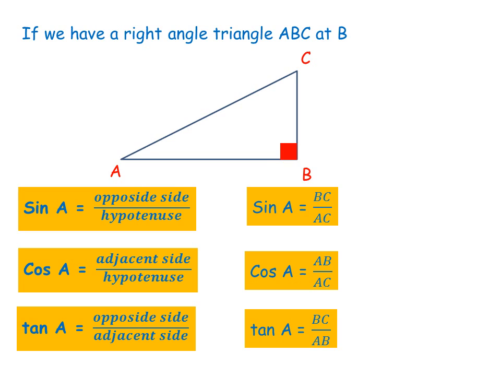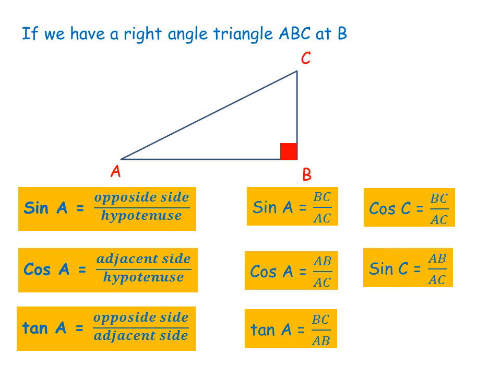So we can do the same thing for angle C. When I want to calculate sine or cosine or tan for angle C, I will see that cosine C equals the adjacent side over the hypotenuse. So cosine C equals BC over AC. And sine angle C will be AB over AC, the opposite over the hypotenuse. And finally, tan C equals the opposite side to angle C, which is AB, over the adjacent side to angle C, which is CB.